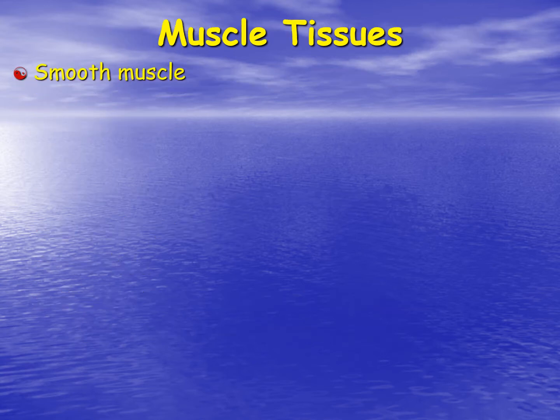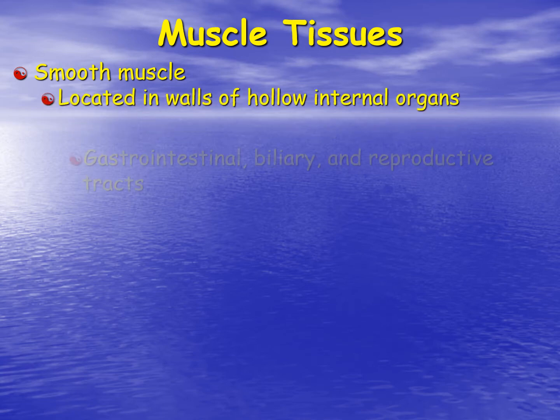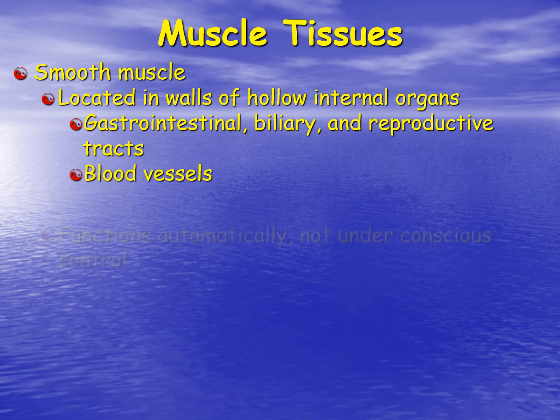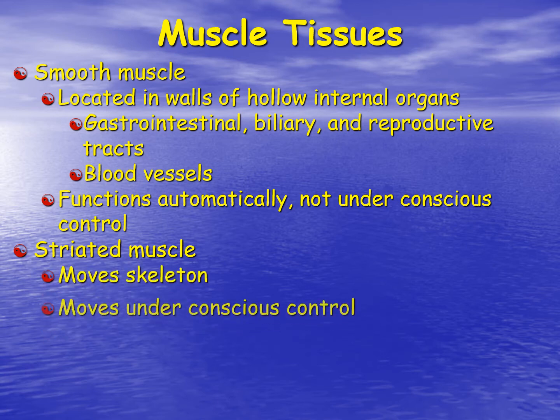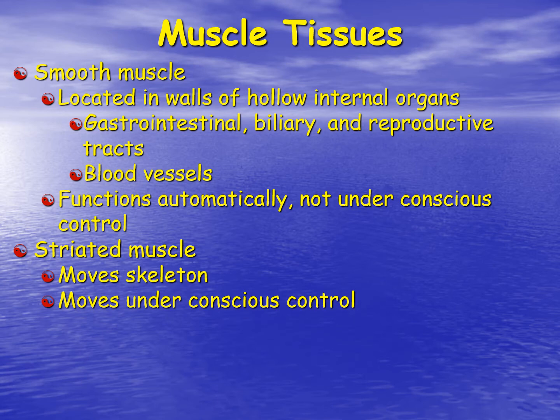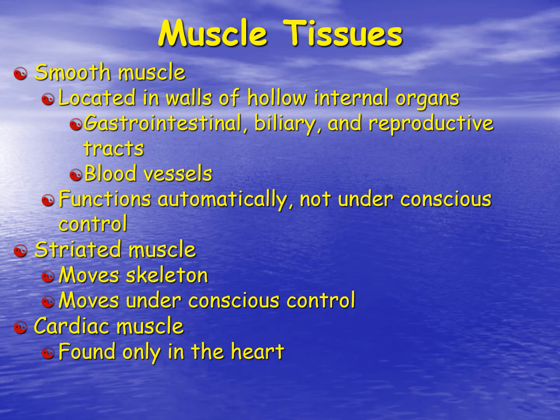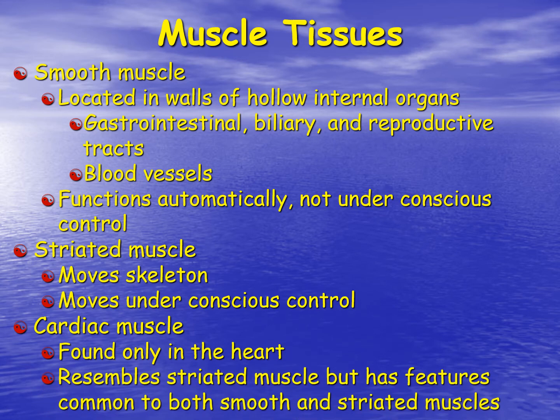Muscle tissues, smooth muscle, have no striations and are located in the walls of hollow internal organs and the blood vessels. They function automatically, so they are not under conscious control. They are actually under involuntary control, so they're known as involuntary muscles. Striated skeletal muscle moves the skeleton. They contain striations, and they are voluntary in function. And then cardiac muscle makes up the heart wall, and they are involuntary.